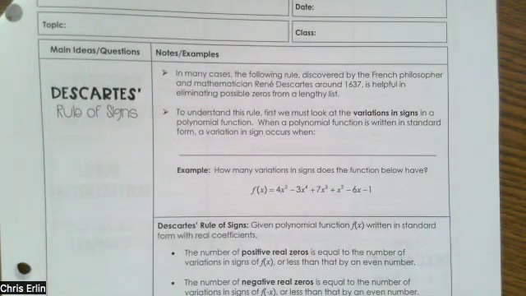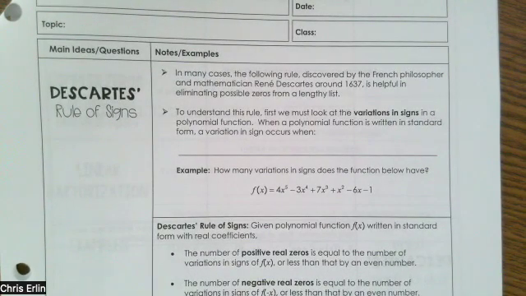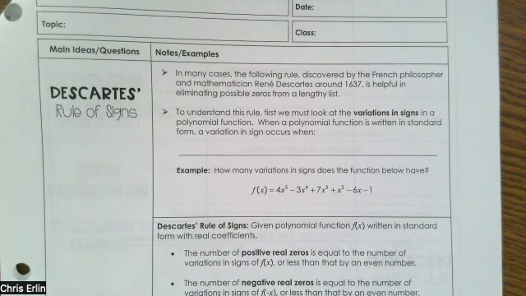What we're working on in this unit is getting more and more complicated with our polynomials. We started with simple ones. As they get more complicated, we might need to bring in some more tools. One of these tools is called Descartes' Rule of Signs. René Descartes was famous for many things. He was a philosopher, but also a great mathematician. And he came up with this rule of signs.